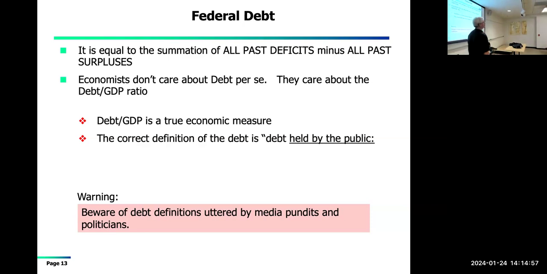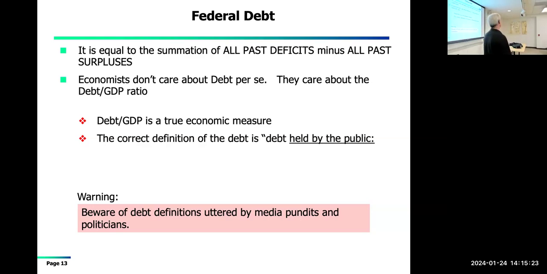Economists, I hate to tell you this, we don't care about debt. We care about the debt-GDP ratio. Why? Well, you can't make heads or tails out of a nominal number. You've got to know how big the economy is. And so it's the debt-GDP ratio that really matters. And the correct definition of the debt is the debt held by the public.